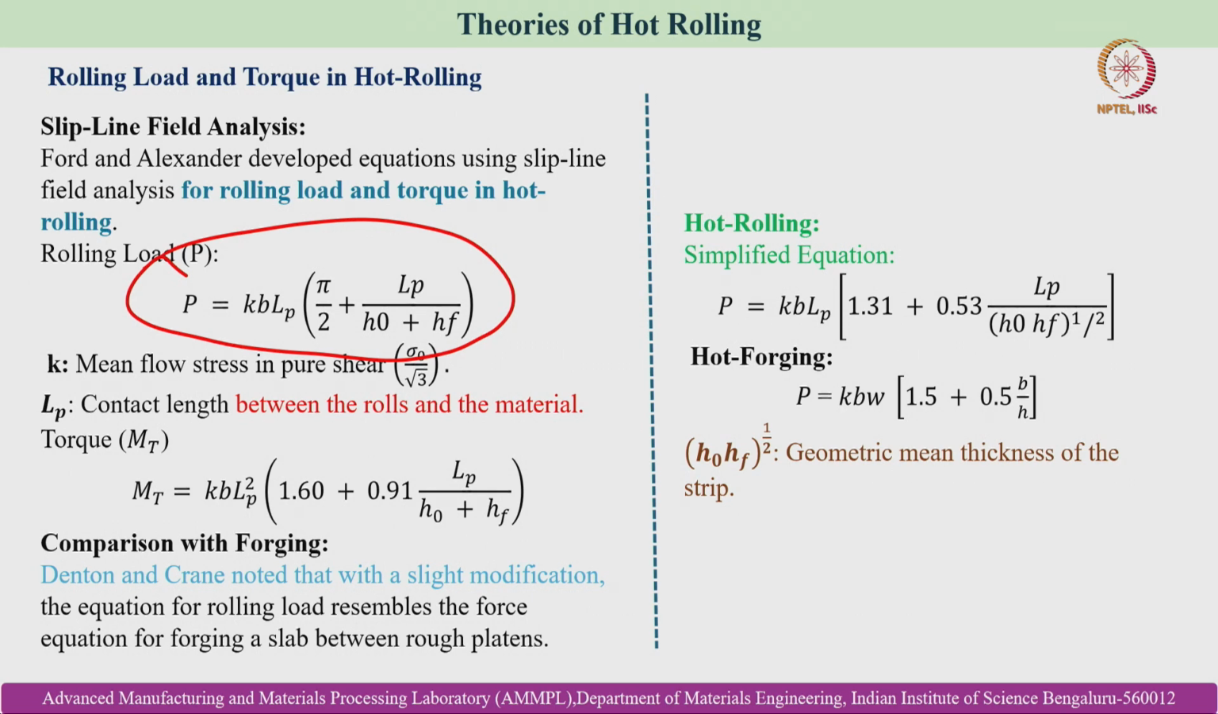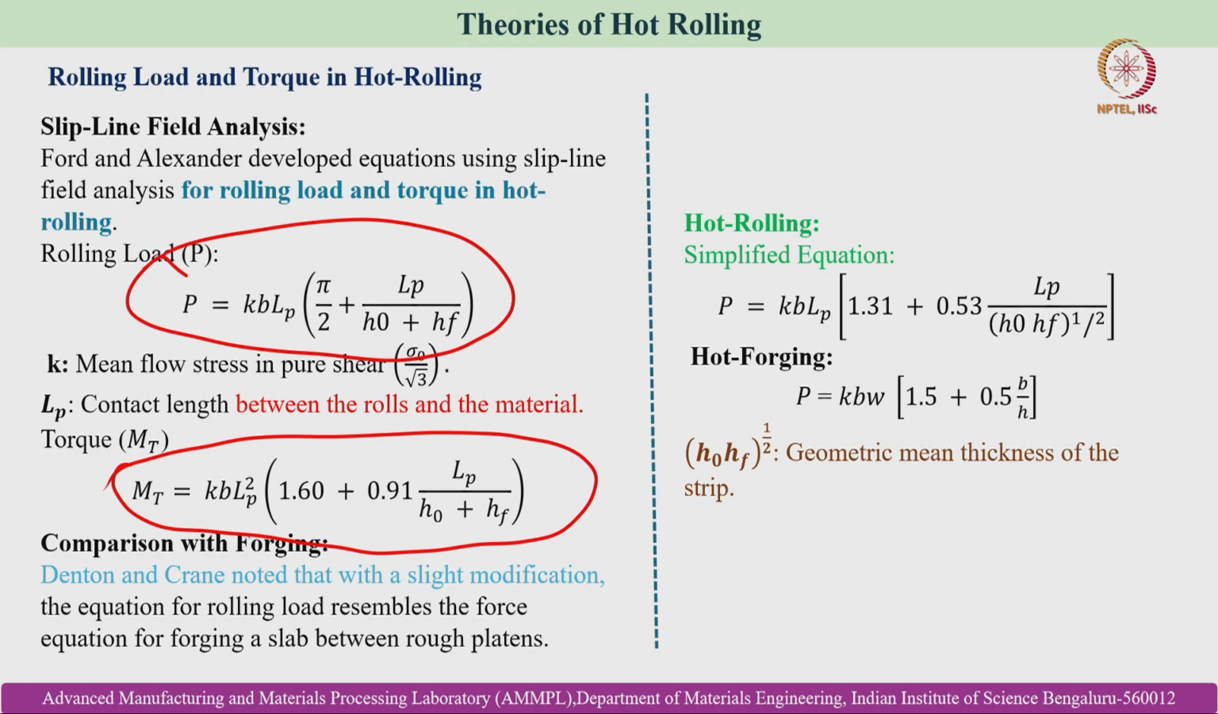L_P is the contact length between the rolls and the workpiece undergoing rolling, and the torque is capital M_T, which can be expressed as M_T equals K B L_P square into (1.60 plus 0.91 into L_P by (H_0 plus H_f)). These expressions are empirical relationships which hold good for most different workpiece materials. Then, comparison with forgings.